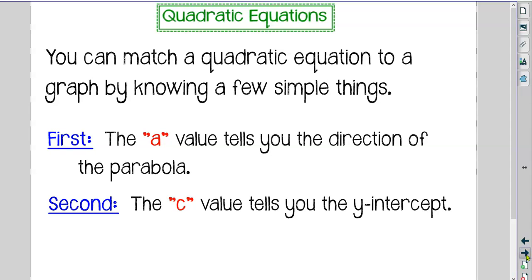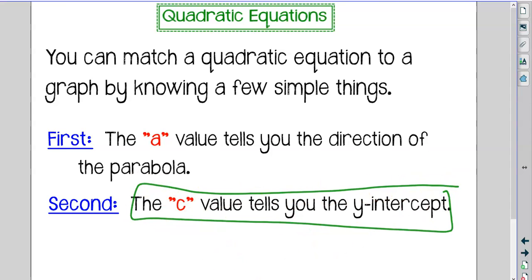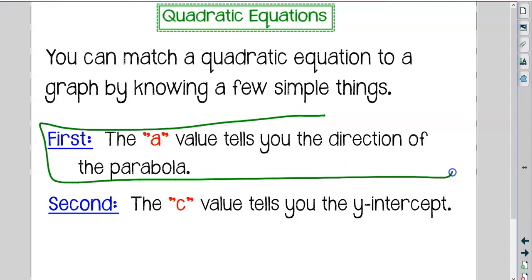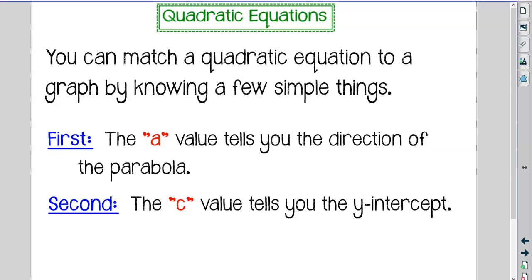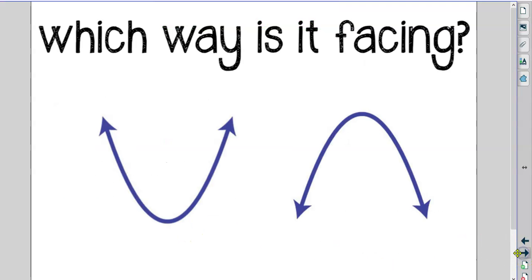So the next characteristic we're going to study is the direction of your parabola. A parabola can face in two different ways, and that would be upwards facing or downwards facing. So we already know what the c value tells us, right? Y-intercept. But now we're going to talk about what the a value tells us, or the first number in the standard form. The direction of the parabola, whether it's facing upwards or downwards, can tell you lots of things.